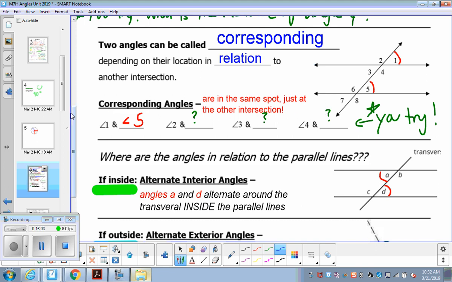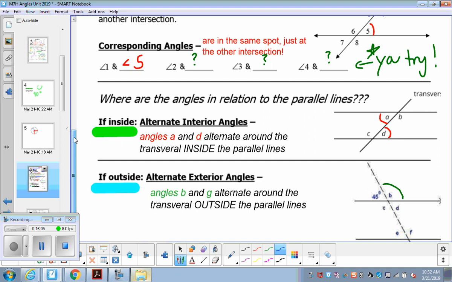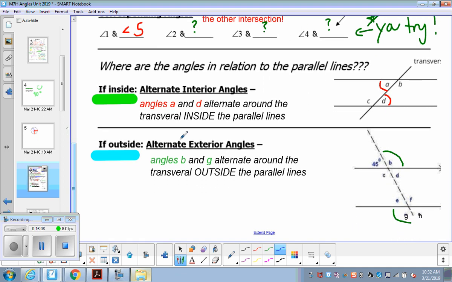All right, now alternate interior versus alternate exterior are the last two types of angles that we're going to be defining in this video. Now, interior means inside, exterior is outside. So we want to find where the angles are in relation to the parallel lines. Now over here, I want to remind you guys by highlighting them that this and this are the parallel lines, and the yellow line there is the transversal.